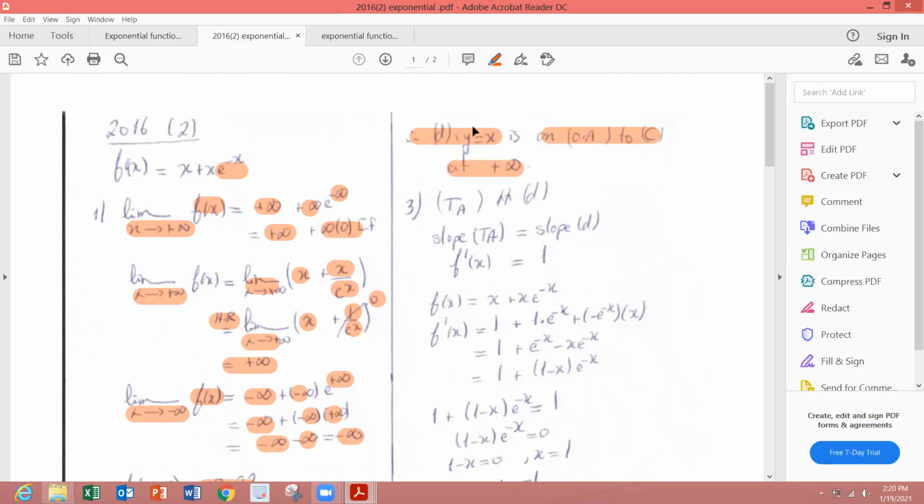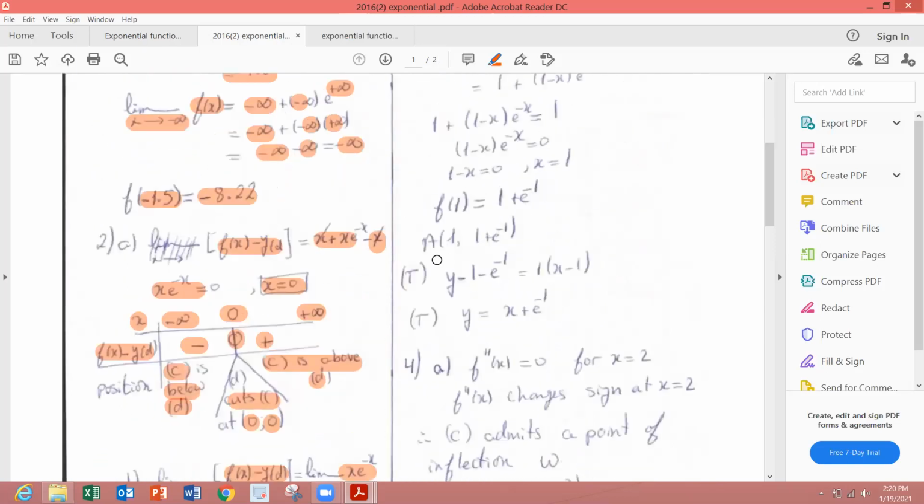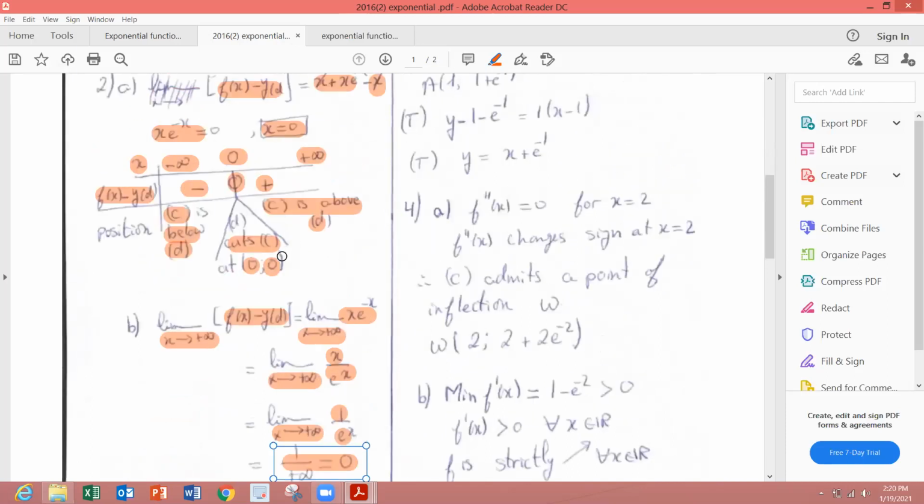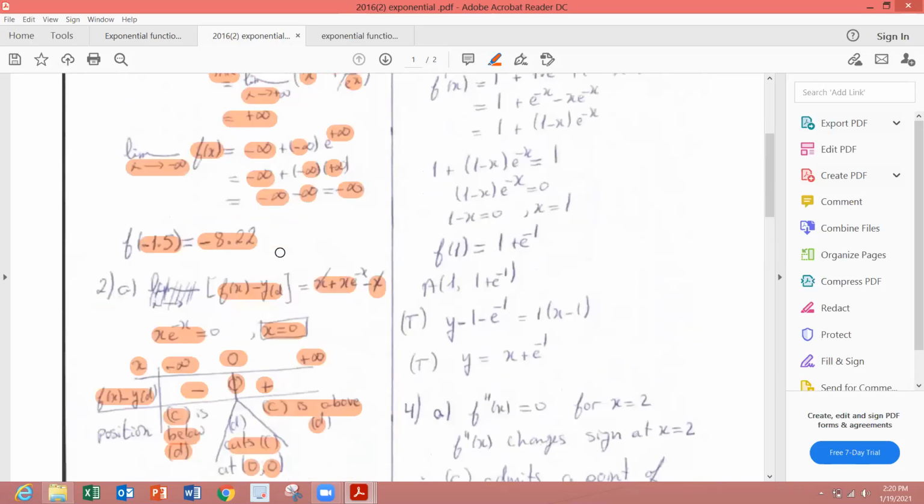We took the limit of f(x) minus y_D at infinity, and it came out 0. This means that the line D is an asymptote to C at plus infinity only.